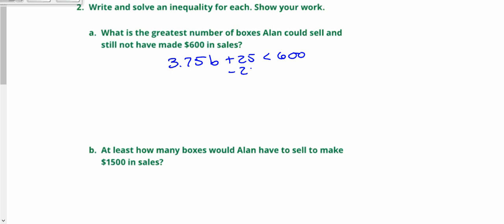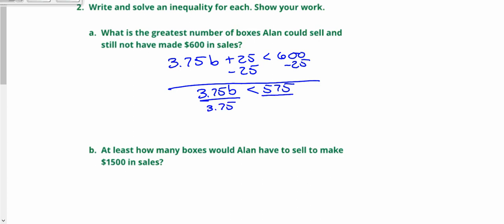Just like they did in the worked example, you subtract 25 on both sides. You get 3.75b is less than 575. And then you divide by 3.75. Now you may not need to show all this work; it depends on how comfortable you are with solving inequalities or equations. We're not dividing or multiplying by a negative, so the sign stays the same. If you grab your calculator, we get an answer of 153.33. Well, again, that's a partial box.